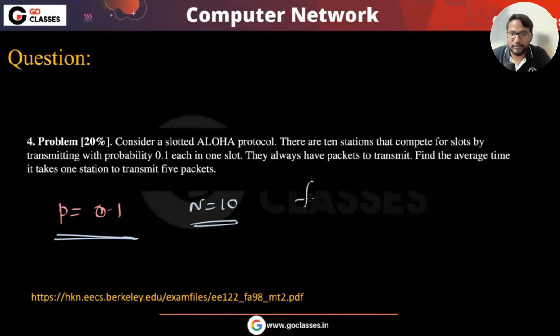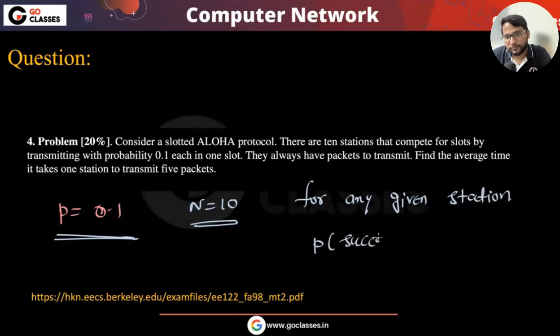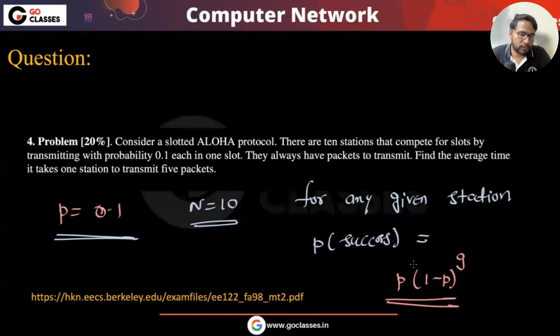For any given station, what is the probability of success? Suppose I'm giving you the station. Do you need to have NC1 here? You will not be having NC1 here, right? So you will say that, okay, I transmit, no one else transmits. So this is the probability of success for the given station.